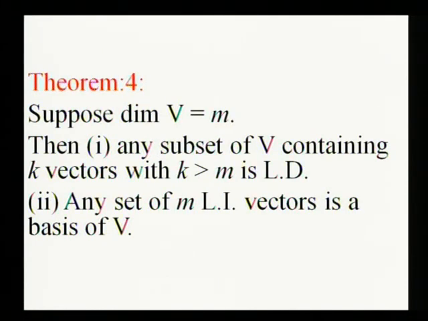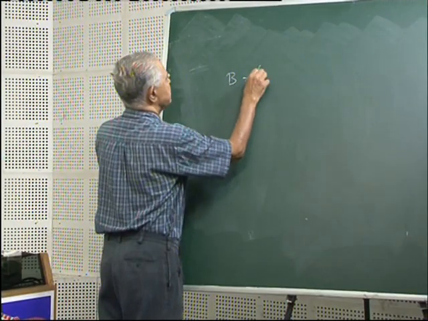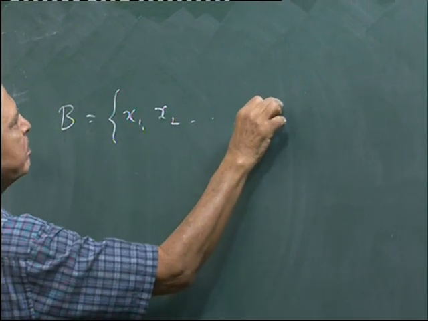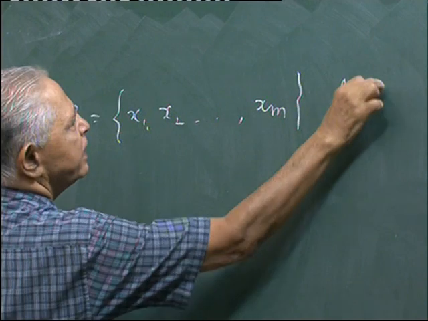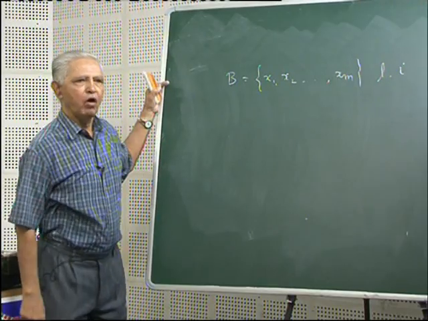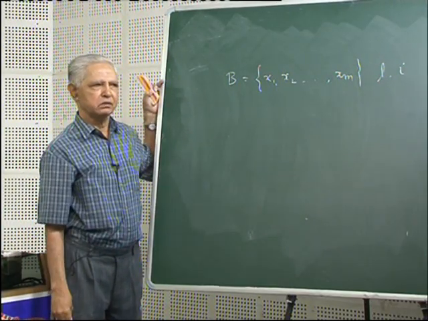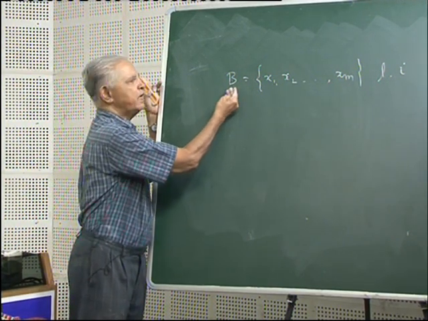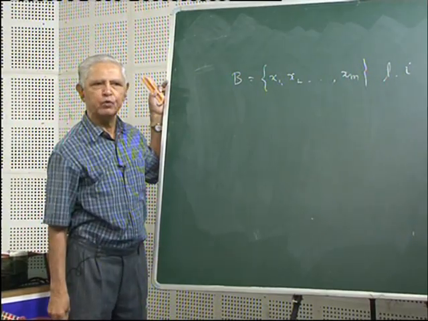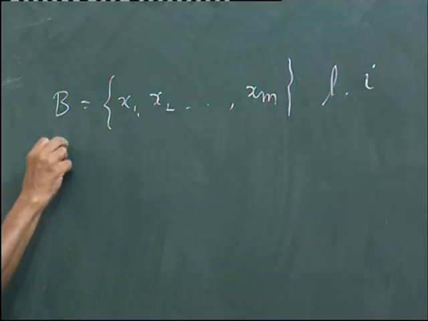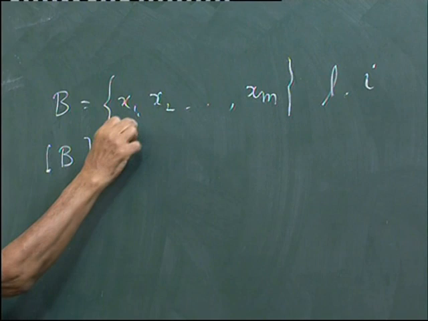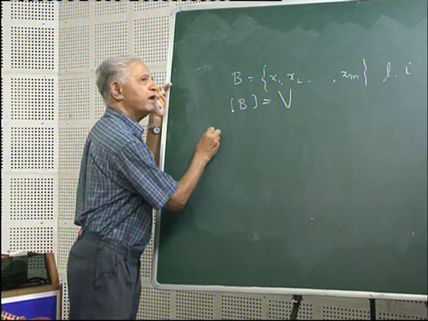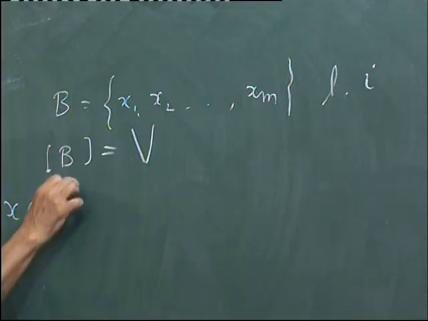So, suppose you have a set B equal to {x1, x2, ..., xm}. This set is linearly independent. We want to prove that it is a basis. So, we have to prove two conditions. One is B is linearly independent, that is already given to us, and second thing is the subspace spanned by B is equal to the whole vector space V. So, we take one vector x belonging to V.